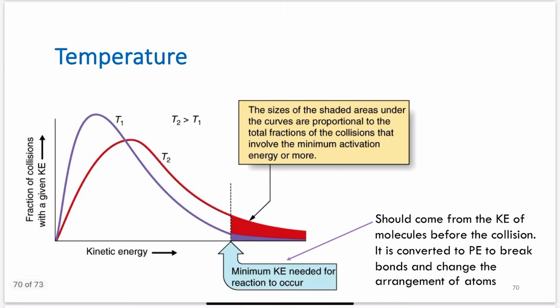So if I'm looking at temperature, the fraction of collisions with a given kinetic energy versus kinetic energy, T1 and T2, if T2 is greater than T1, I see that the minimum kinetic energy needed for the reaction to occur is more likely going to be hit by that larger temperature. Again, the size of the shaded areas under the curves are proportional to the total fraction of collisions that involve the minimum activation energy or more. The minimum kinetic energy should come from the kinetic energy of the molecules before the collision. It's converted to potential energy to break the bonds and change the arrangement of the atoms themselves. So looking at the fraction of molecules, higher temperature, more likely to be able to react.